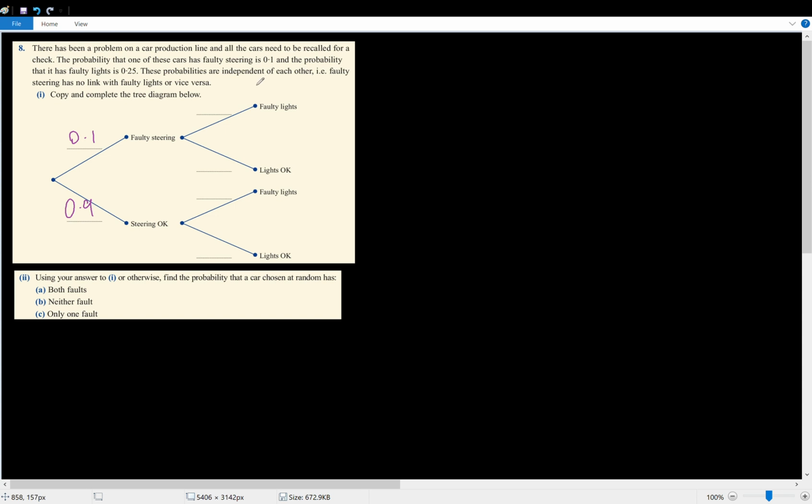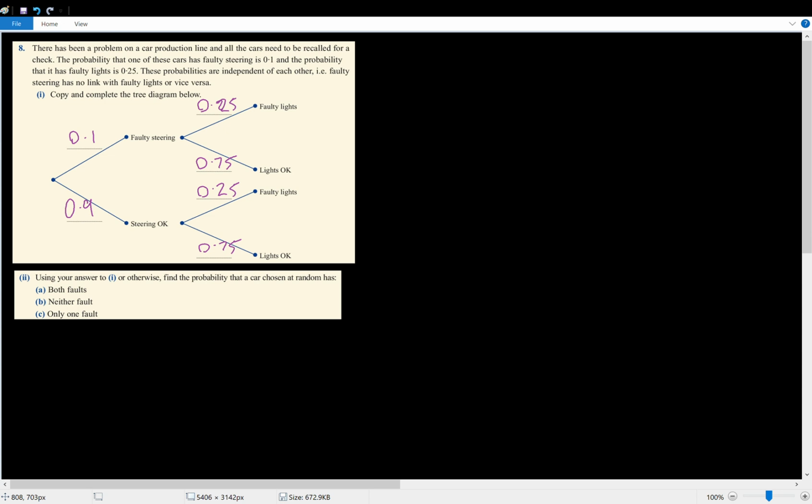And now for our probabilities for our lights, these are going to be independent of the probability for our steering. They're not going to have any impact depending on which way we go with this. So faulty lights, which is our first one up here, is going to be 0.25. And the probability that lights is okay is going to be 0.75. And it'll be the same for this branch down here, 0.25 and 0.75. Like that. So that's the probability tree completed.